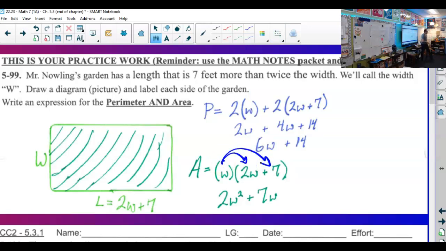Guys, this can happen. You can multiply non-like terms. You cannot add them. So if you draw the arrows, that'll help you remember.